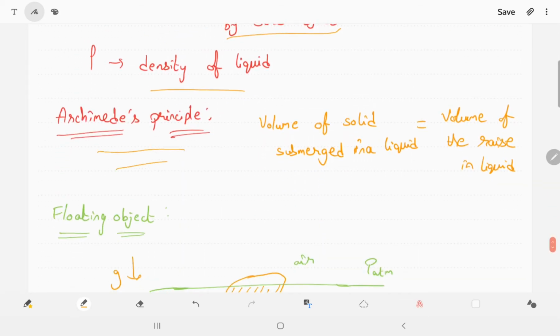What is Archimedes' principle? The volume of a solid submerged in a liquid is equal to the volume of the rise in the liquid.